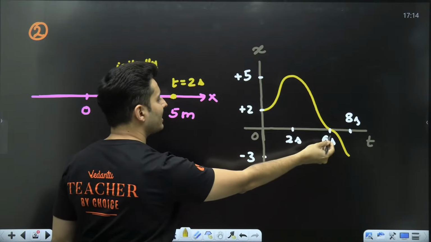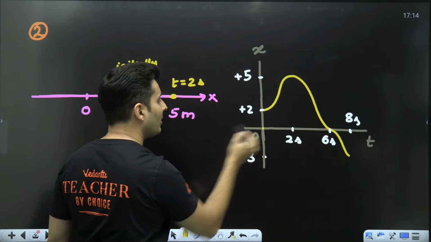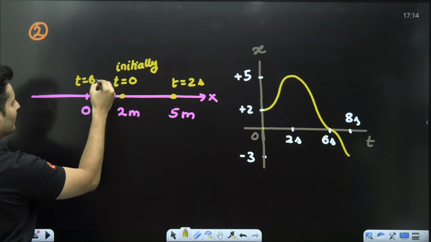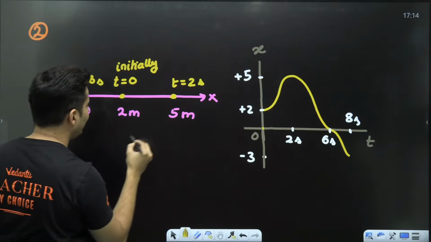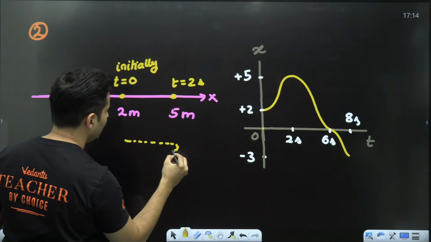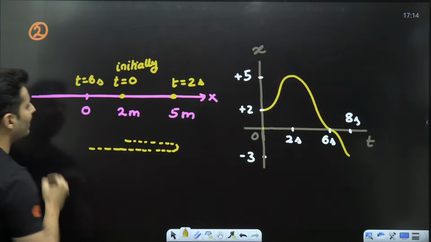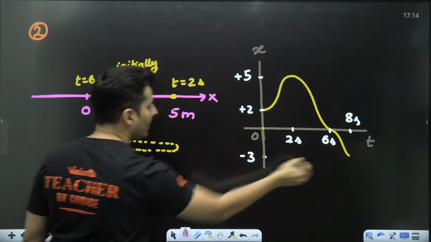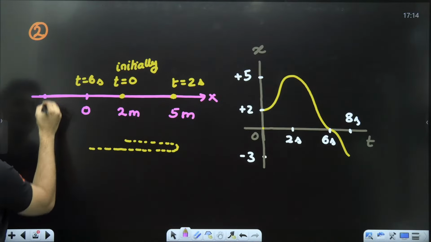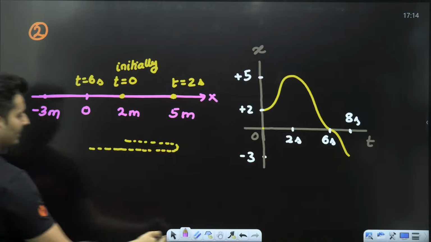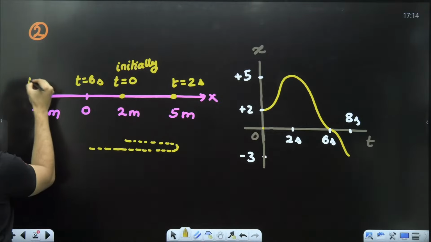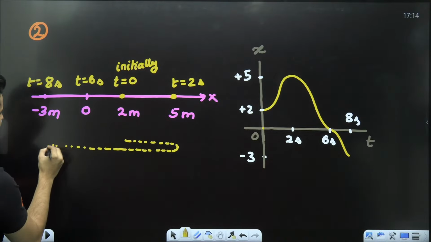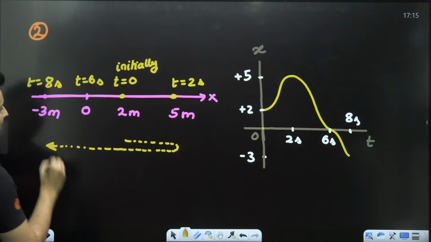After some more time, after 6 seconds, she is at the 0 coordinate. That means over here at t equals 6. So she went here, she turned, and she has come back over here. And at 8 seconds, it is a -3 coordinate, -3 meters. So at t equals 8 seconds, she is over here. That means Champa has come till this point. This is how you will visualize it.